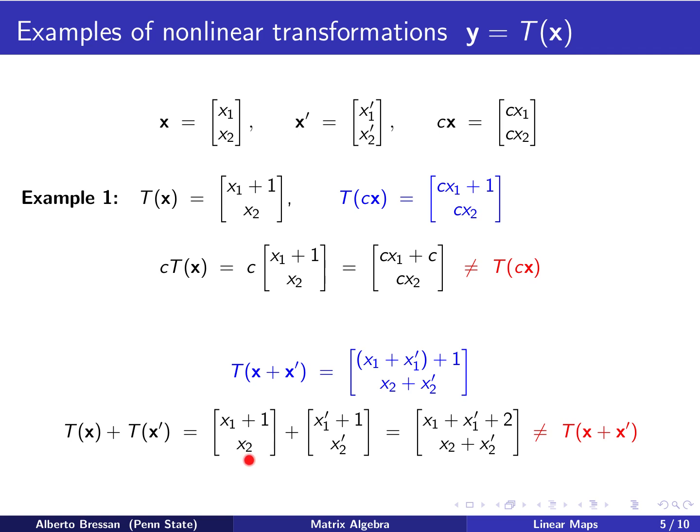So T of x is that. T of x prime is you transform x prime. So it's the same thing, but you replace x with x prime. Then I add these two up. Well, this is just a vector summation, you add up element-wise. So you get x1 plus x1 prime plus the 1 plus 1 here, you get 2. And down here is x2 plus x2 prime.